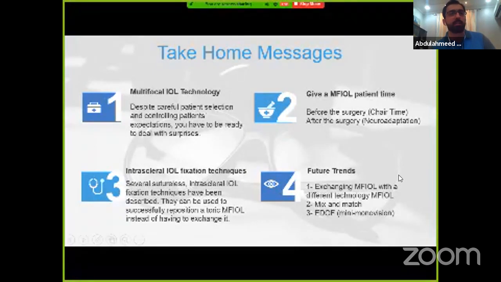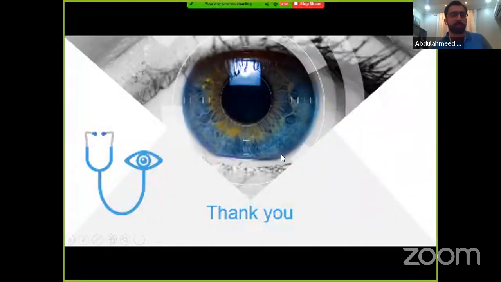And finally, several intrascleral IOL fixation techniques have been described recently, and some of them shorten the time of the classical scleral fixation IOLs from the usual 45-50 minutes procedure to even 15 minutes in some cases. So utilizing and having good knowledge of these techniques can be very helpful when you have to reposition or exchange a multifocal IOL. It can be done with acceptable results in most cases. And thank you all for the time and for your opportunity.